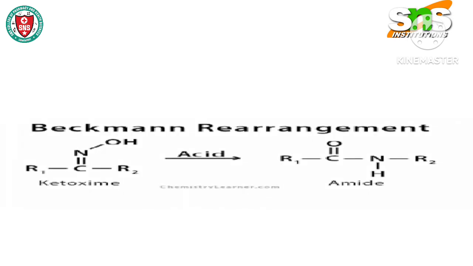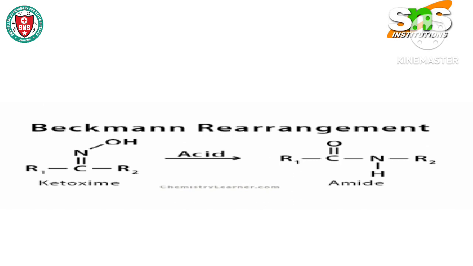Now we are going to discuss the Beckmann rearrangement. What is this Beckmann rearrangement? It is the conversion of ketoxime into amide in the presence of phosphorus pentachloride under acidic condition. Here the reaction will come.